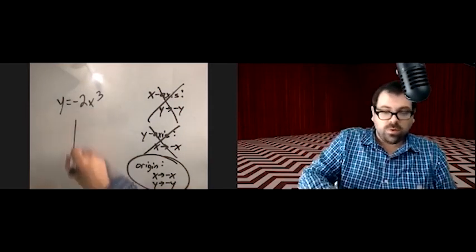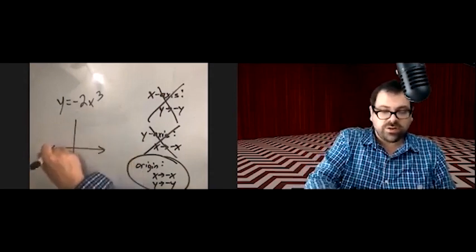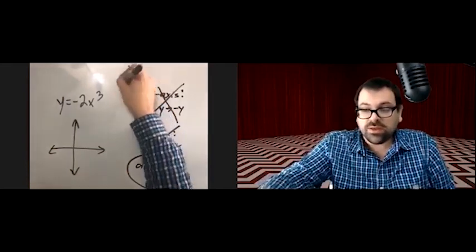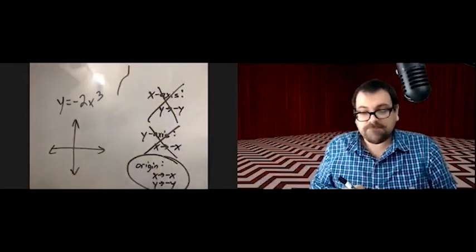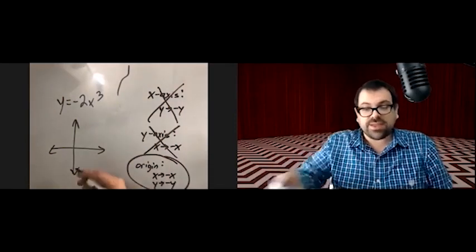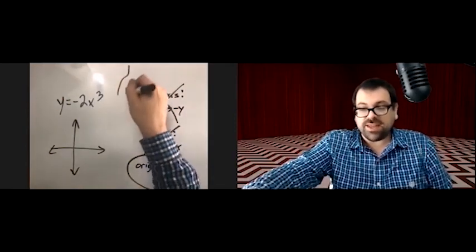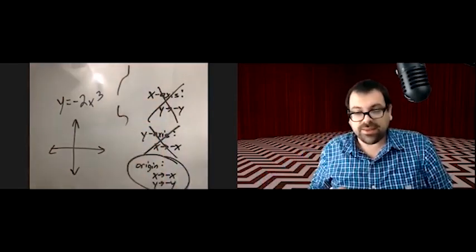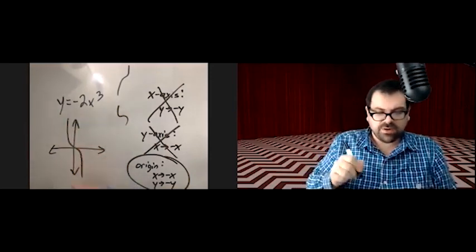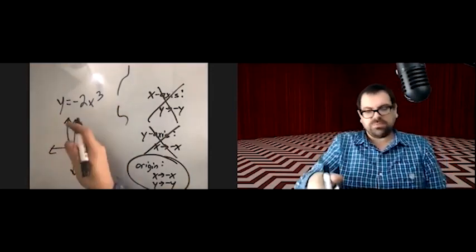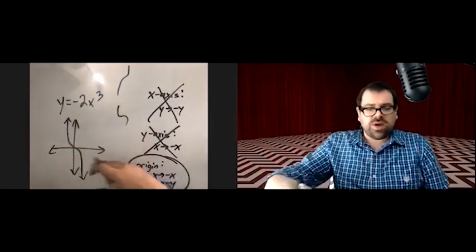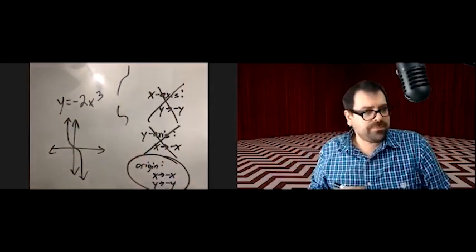Well, what's the parent function? The parent function is our cubic. It's the one that's shaped like that. A negative is going to flip it upside down. So instead of like this, it'll be like this. And since it's a negative 2, that means it's going to be a little bit steeper than usual. But that's going to be the general shape. It's not moved left or right. It's not moved up or down.